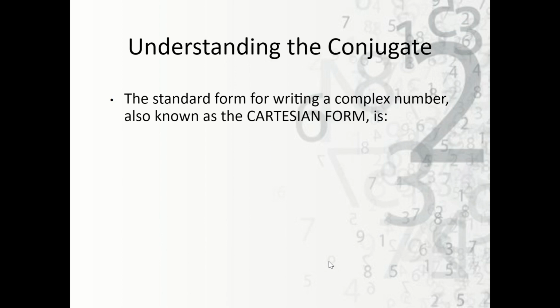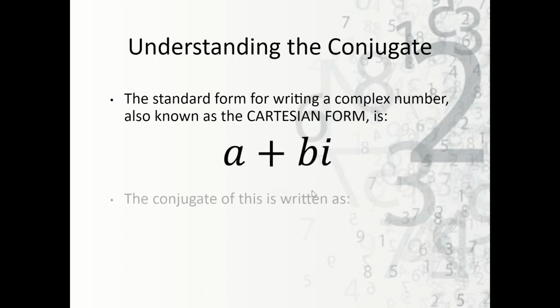Now, from that, we can find a conjugate. So remember, the Cartesian form is a plus bi. The conjugate is always going to be the opposite sign of the bi part. So this would be a plus bi, so the conjugate would be a minus bi. Now if this was already negative, then it would become plus bi. So we always do the opposite.